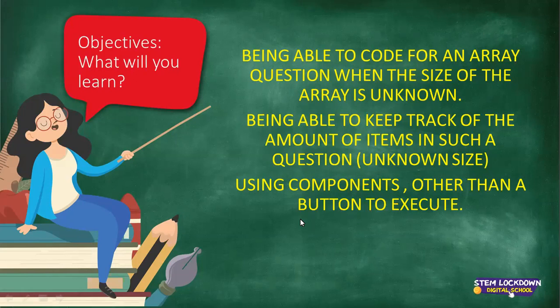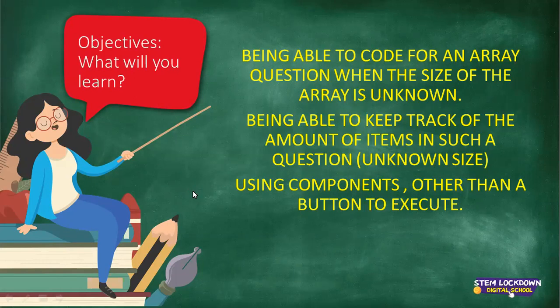And finally, using components other than a button to sort. We're going to look at a checkbox today, and when the checkbox is selected, it allows us to sort the values in the array. So again: working with an unknown size, keeping track of the amount, and working with other components.